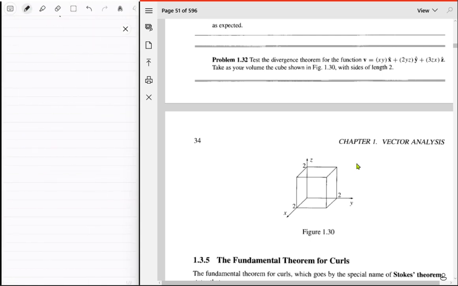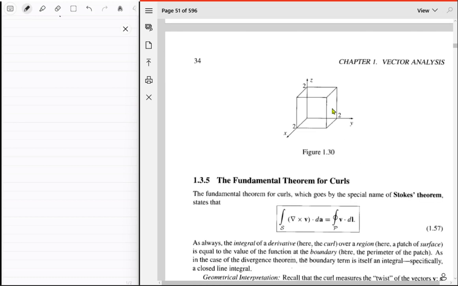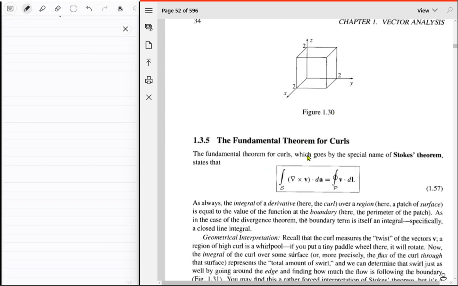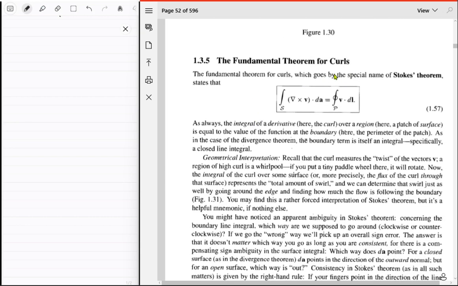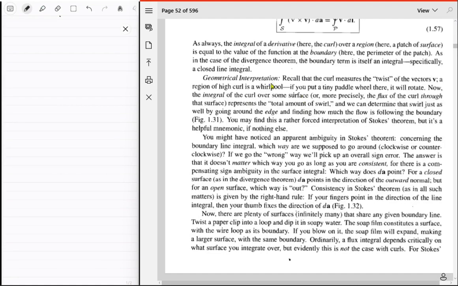Okay, nice. Next, the fundamental theorem of curls. I should have searched by that name everywhere I was learning this. The fundamental theorem of curls goes by the special name of Stokes' theorem. It's not Green's theorem, it's Stokes' theorem. Till now I've been thinking it's Green's theorem. Is it not? Wikipedia says it's Green's theorem. I don't know. Doesn't look correct. Anyway, next.